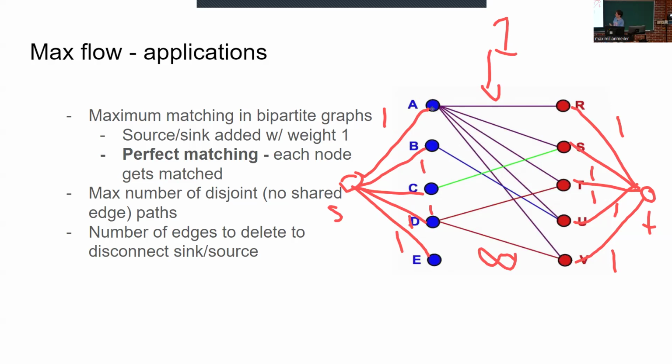Okay, and then other applications of max flow. For one, it gives us the max number of disjoint paths with no shared edges. This is similar to the quiz problem that asked, if you run max flow, does it give you the max number of paths with no shared vertices? It wasn't no shared vertices, it was no shared edges.